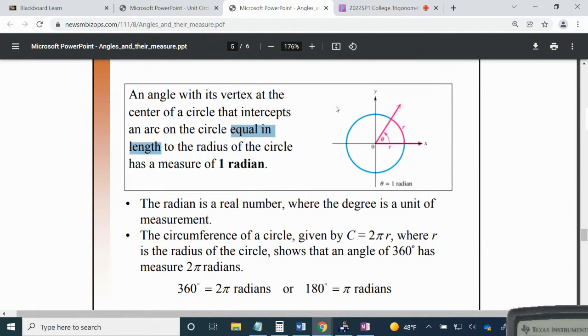Now, 1 radian actually has a value. So this is how that value is determined. The circumference of a circle is given by C equals 2 times pi times r. Recall that the circumference is the distance around a circle, where r is the radius of the circle. It shows that 360 degrees, which is the distance around a circle, has a measure of 2 pi radians.